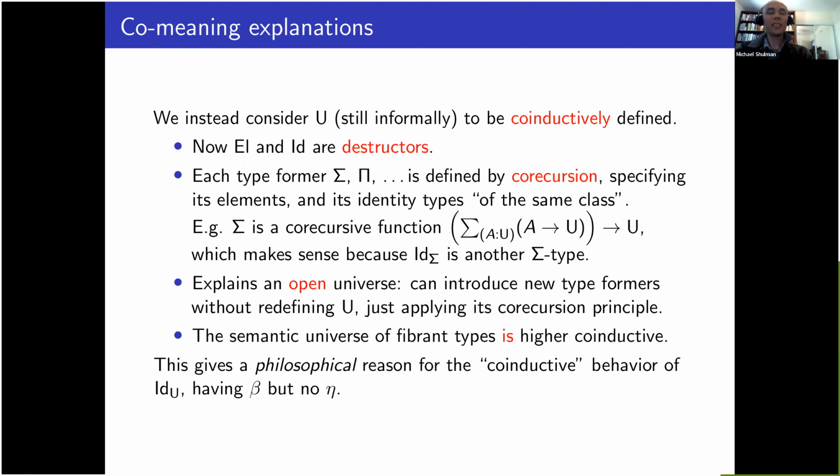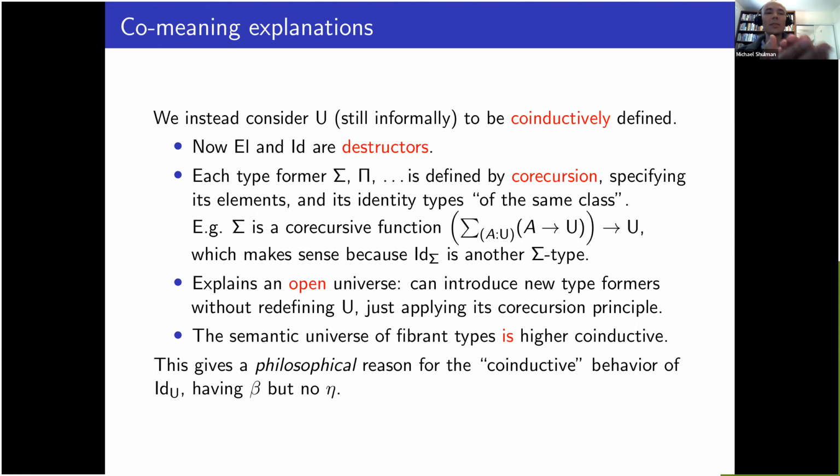where now the Tarski eliminator El, and also our Id, is a destructor. So Id is a corecursive destructor that produces another type in the same universe. Now we can think of these type formers, Sigma and Pi and so on, as defined by corecursion, mapping into the universe. And what I would have to do to define something by corecursion is give clauses for how all the destructors act on it. So I have to say what the elements of a Sigma type are, and I have to say what the identity type of a Sigma type is.